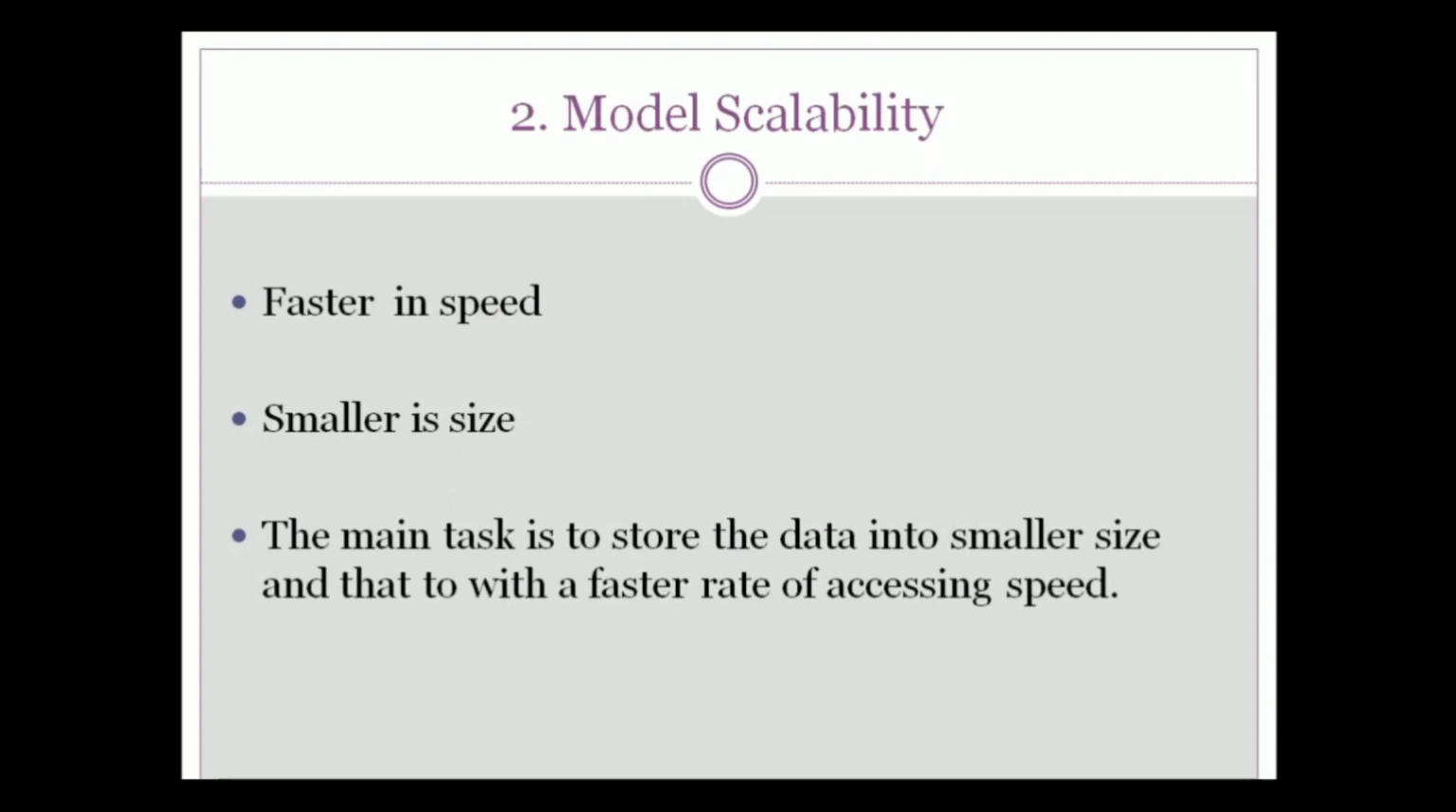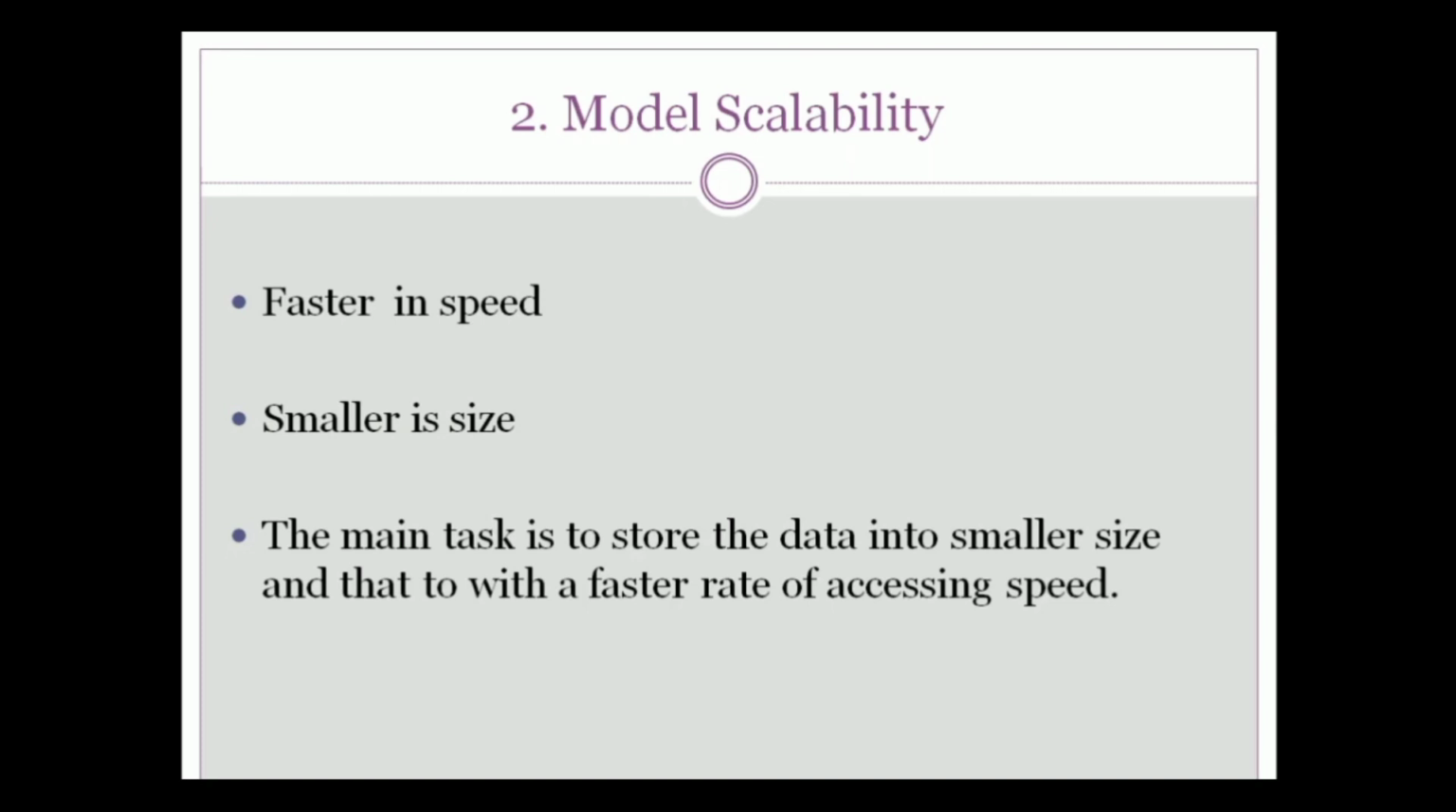So the model should be scalable and the data should be stored in a smaller size, meaning millions of records and terabytes of data should be stored in a small database. This is the main advantage of big data and of machine learning platforms: data is stored in a smaller size and accessed at high speed. Nowadays machine learning and big data are used to access data at a faster rate and store it in a smaller size in the database. This is one of the biggest challenges faced by people in the machine learning industry.